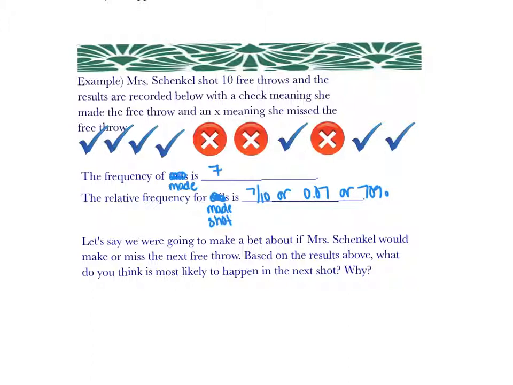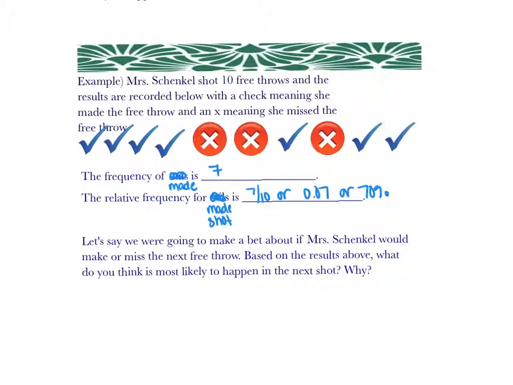So let's say you're going to make a bet about if Miss Schenkel is going to make or miss the next free throw. Based on the results above, what do you think is most likely to happen in the next shot and why? And in class, you guys quickly pointed out that this is a different scenario because you say there's some skill involved. You would probably bet that I would make the next free throw because I made 7 out of 10, and that is a higher chance than 50-50.